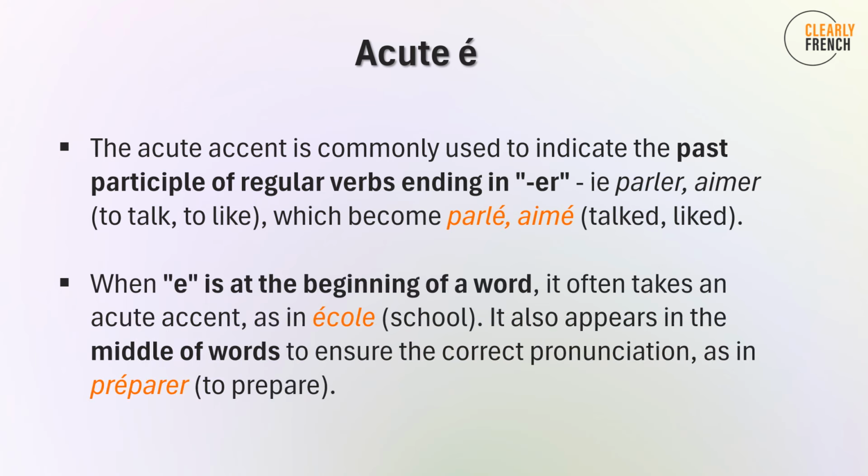Now let's have a look at the grave E. It's often applied to the E in the middle of a word to signal it should be pronounced as an open E sound, rather than being silent or forming a diphthong. For instance, très, which is very, and collège, which is college. In some cases, it's used to differentiate verb forms, particularly in the future and conditional tenses. For example, j'achèterai, I will buy, versus acheter, which is to buy.